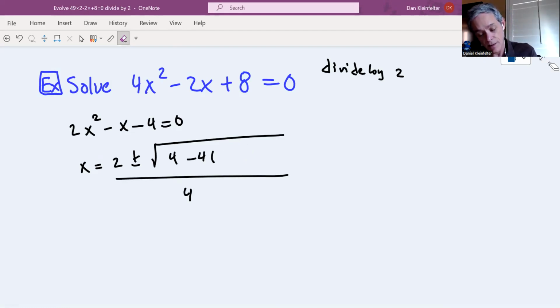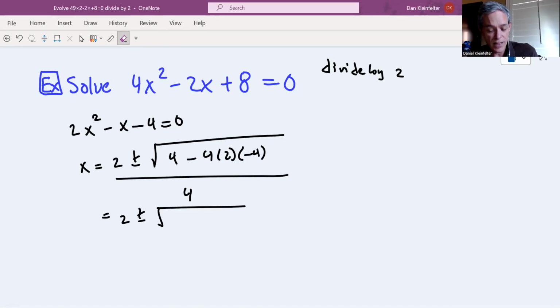Okay, I think, let me double check that. So I was reading the blue one. So b squared, that's 4 minus 4 times a times c. Okay, better. All right, 2 plus or minus. And then in the radical, we have 8 times 4 is 32. That's positive 36, it looks like.